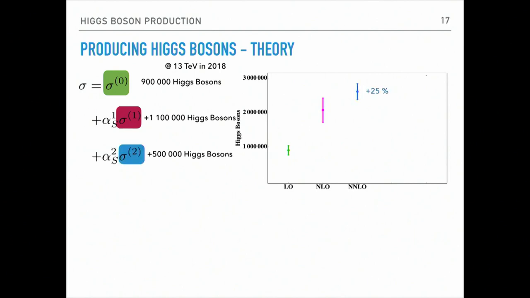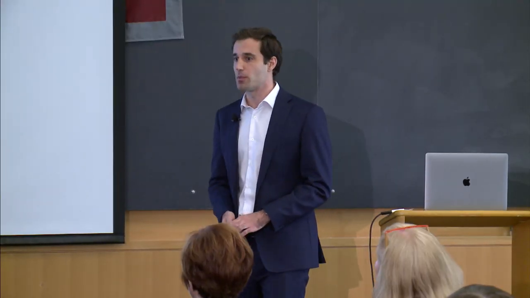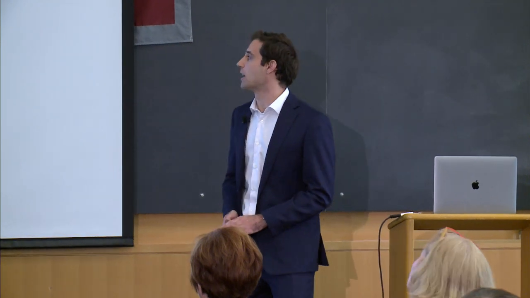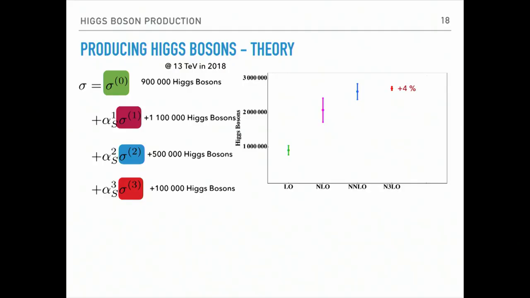And by looking at next to next to leading order contributions, I'm adding another 500,000 Higgs bosons or another 25%. So this jump is already smaller. It's already getting better, right? It's not entirely the level of precision that we might have in mind, but we are getting there. Adding one more order, next to next to next to leading order predictions, another 100,000 Higgs bosons, we see now really something that starts to look very nice. We see something where our perturbative approach is stabilizing.